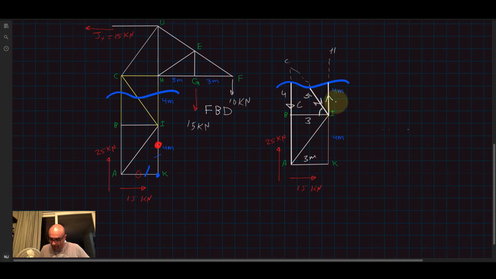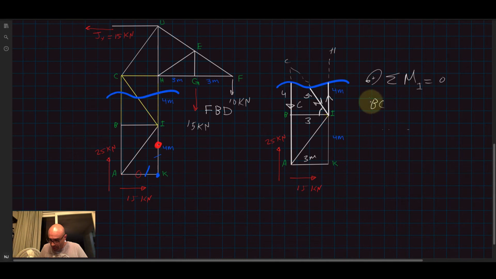Maybe I can start here. I'm going to say the summation over all the moments about I must add up to 0. And then I can probably find CB, or BC. I'm going to assume this one is going down to the joint as compression. I don't know, maybe that would be a good assumption or not. We will see once we get the answer. If it's negative, we just have to reverse this arrow.